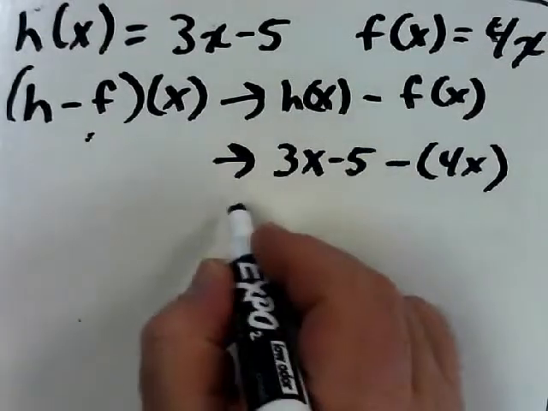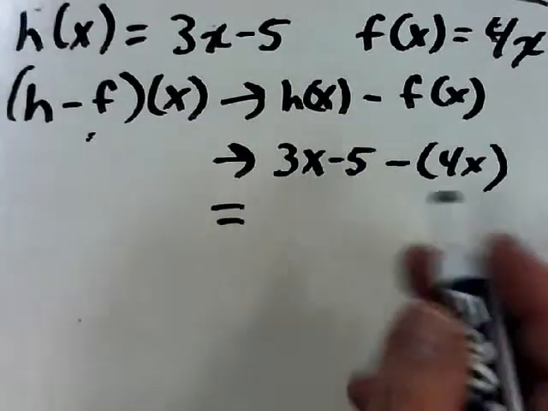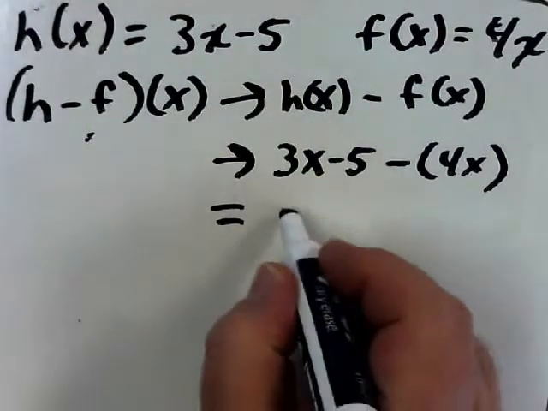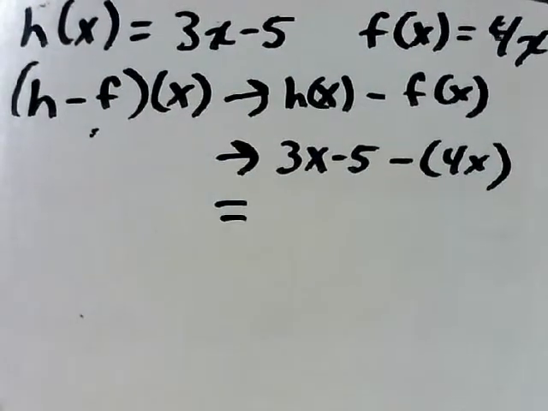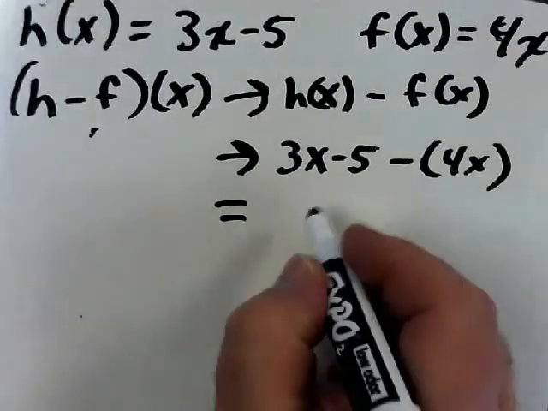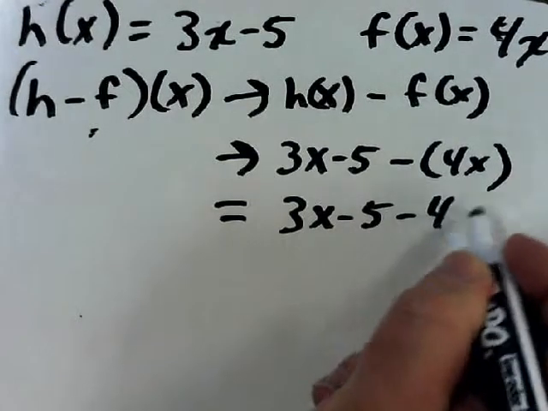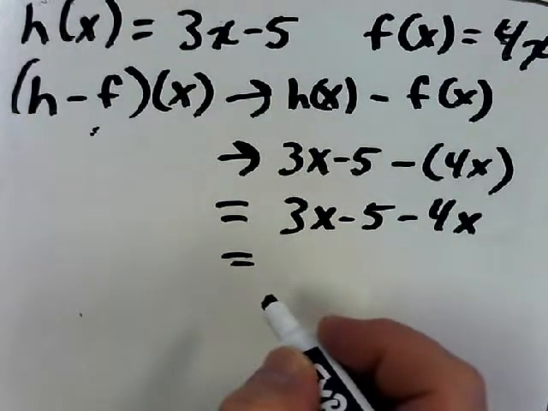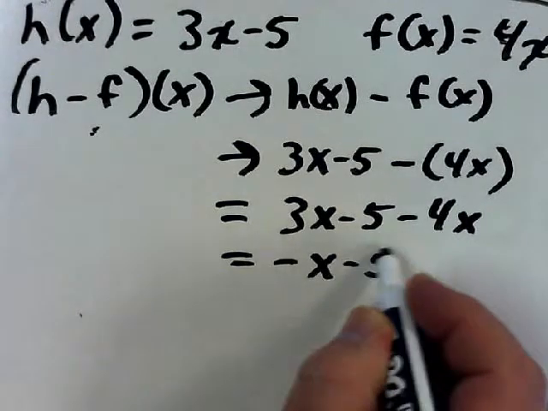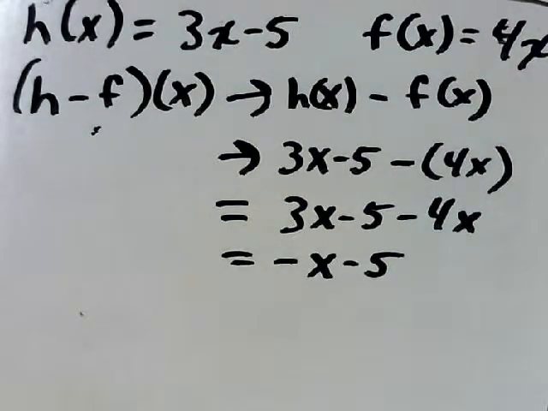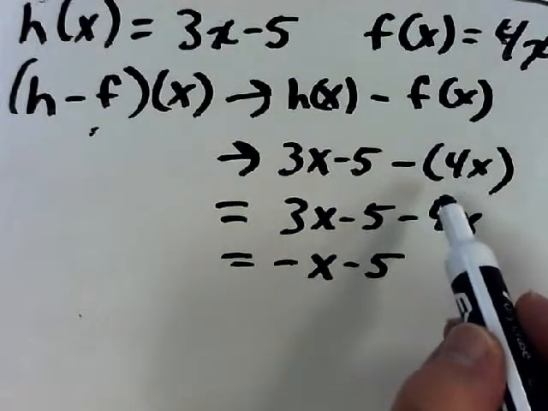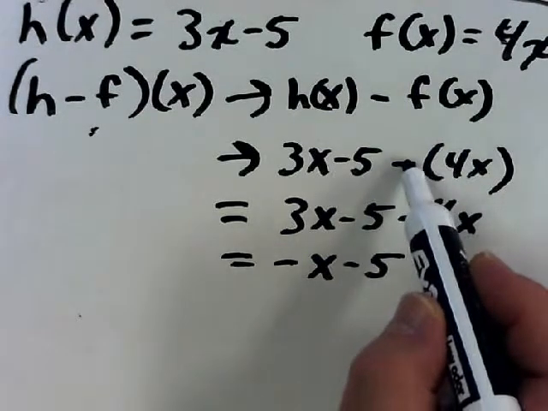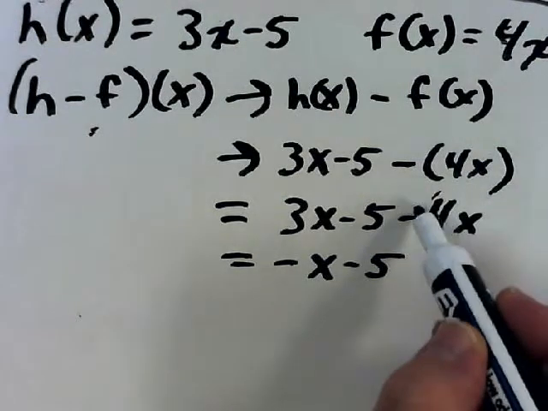Okay. So if I simplified this, what would I have? Negative x minus 5. It'd be negative 1x, right? So negative 1. Well, we did the same thing here by taking the negative 1 times this 4 to give me a negative 4x.